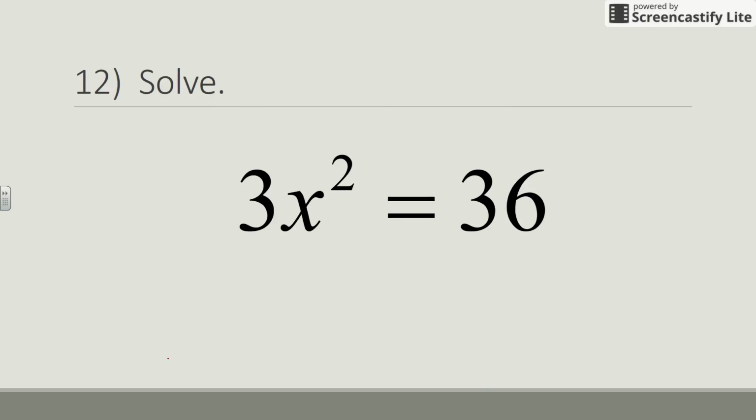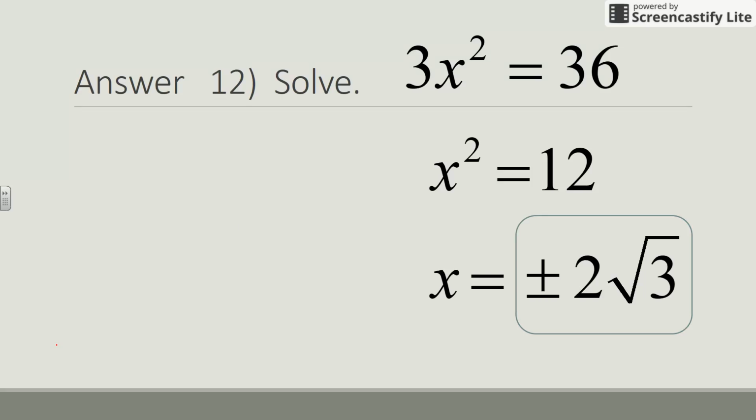3x squared equals 36. This is more familiar, what we've been doing recently. Divide both sides by 3. x squared equals 12. Take the square root, plus or minus, and then simplify your radical.